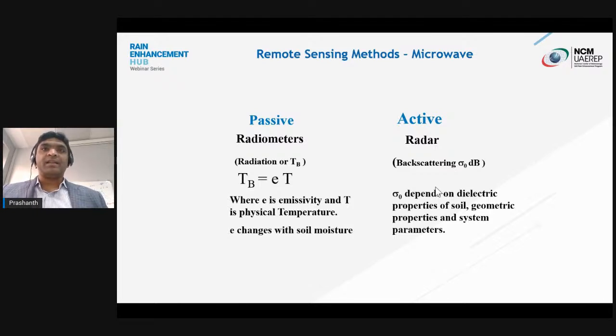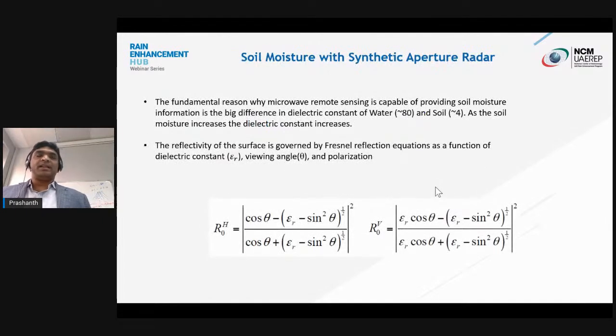On the other hand, with the radar, the backscattering sigma naught is directly dependent on the dielectric properties of the soil. Of course, the geometry and system parameters are important, but if you're measuring the signal with similar acquisition geometry, for example, the look angle and the time, it more or less directly depends on the dielectric constant of the soil, which has a direct relation to soil moisture. So this is how it works.